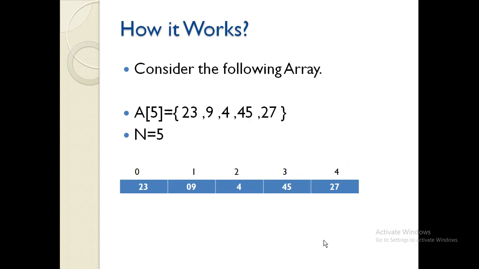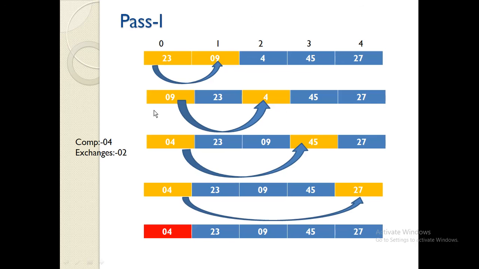Let's see how it works. For example, this is an array containing 5 elements: 23, 9, 4, 45 and 27. So n is 5. This is the placement of elements in the array. Here we will discuss the ascending sort process. First of all, the first element is compared with the second element. So 23 is compared with 9. This pair is out of order, 9 is smaller and 23 is larger. So shifting is done, and 9 and 23 are interchanged.